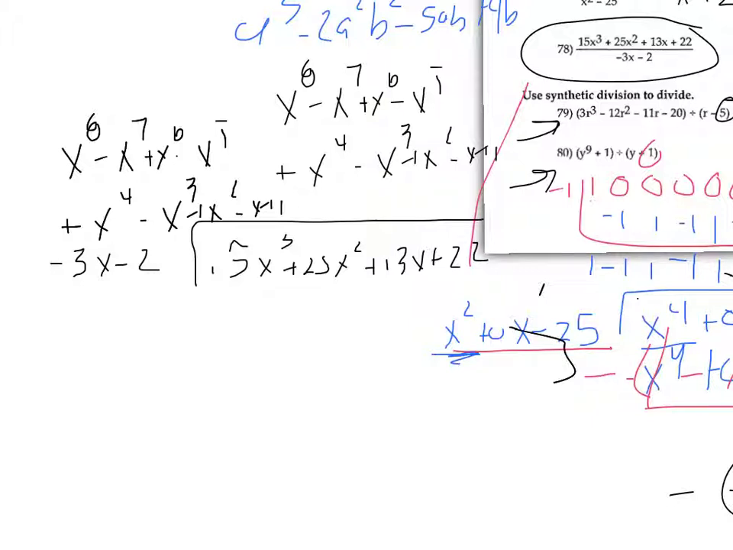Okay. So first thing we do is we divide our 15x cubed by our negative 3. Now 15 divided by negative 3 is negative 5. X cubed divided by x is x squared. Now we multiply. So we have our 15x cubed. And then on the next level, we have the multiplication. Negative 5 times 2 is positive 10x squared.